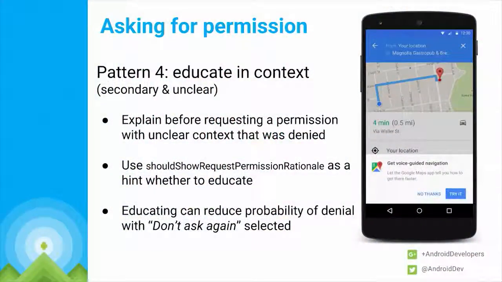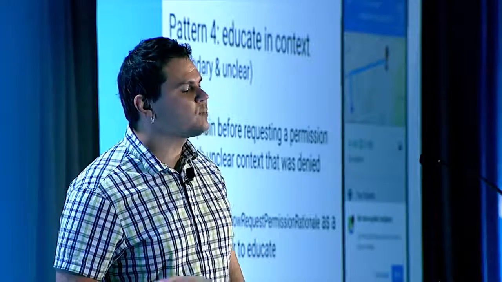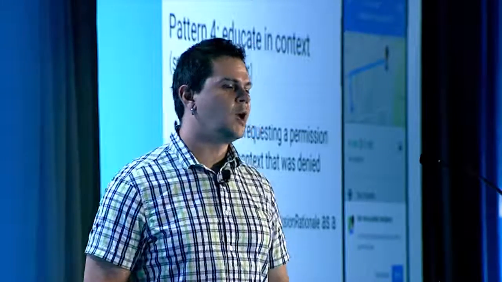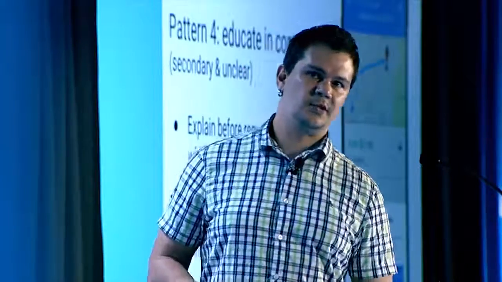So the fourth context, the fourth pattern, is educating context. This is for cases where it's a secondary feature for your application and it's unclear to the user. You really shouldn't have features that fall into this bucket, but in case you do, you should educate. You can explain why you need this permission before you request it. We have even a dedicated API, which has this long name, shouldShowRequestPermissionRationale, that you can use as a hint whether to show a permission rationale.